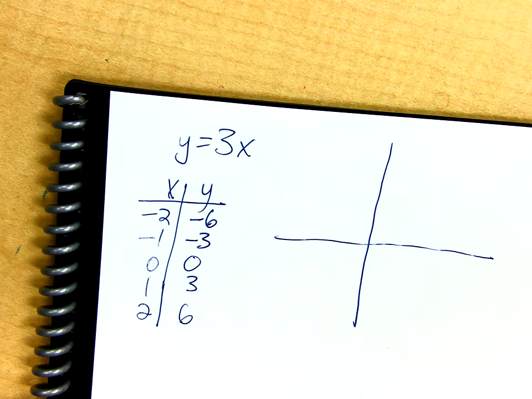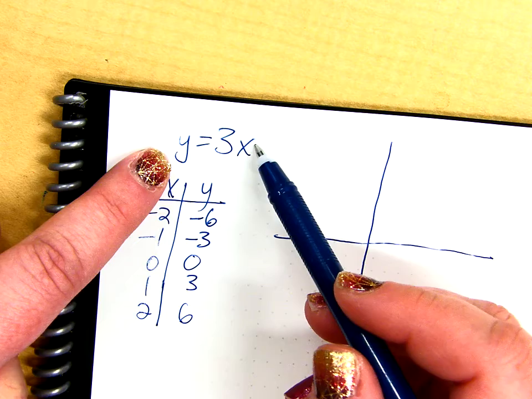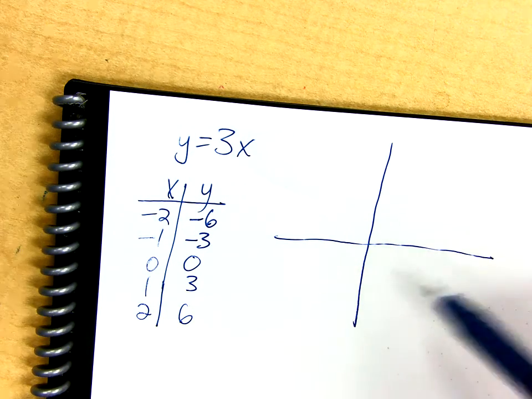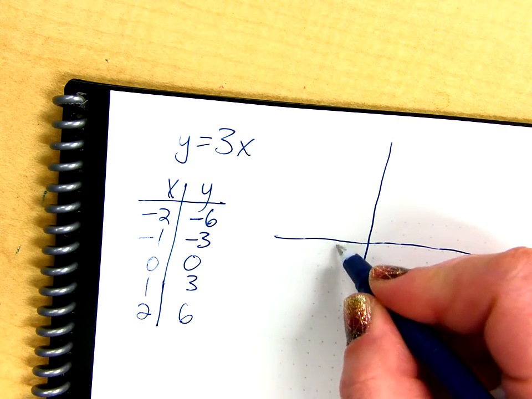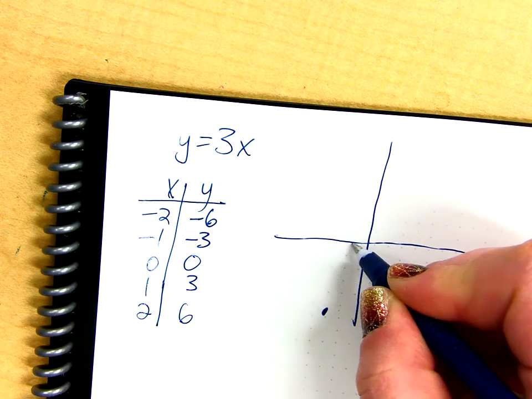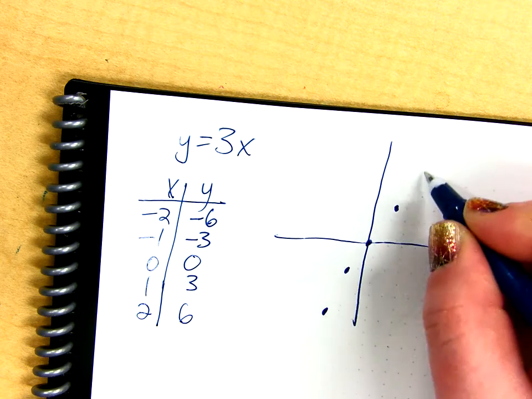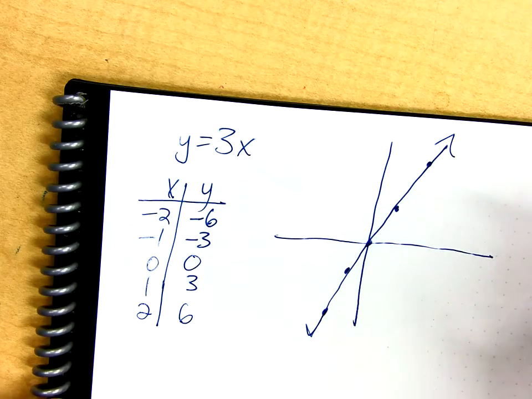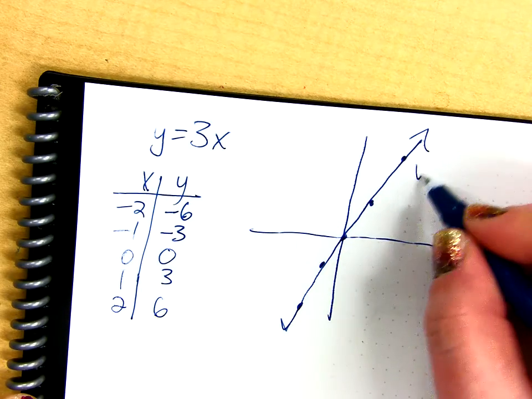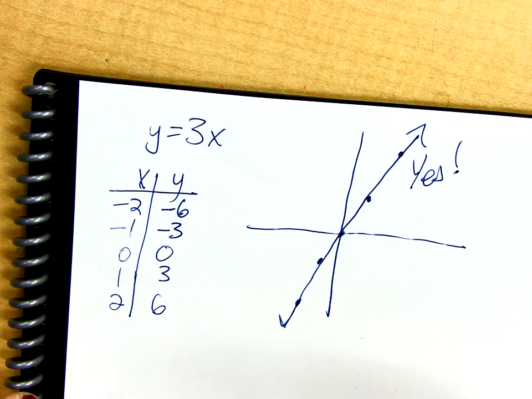You already know the answer. Is this thing direct variation or isn't it? Yes, because we just talked about it. It fits the form y equals some number times x. But watch, when I graph it, you'll see it's going to go right through the origin. Negative 2, negative 6 would be somewhere down here. Negative 1, negative 3, 0, 0, 1, 3, and 2, 6. So yes, direct variation for both reasons. It fits the pattern, y equals kx, and the graph passes through the origin.